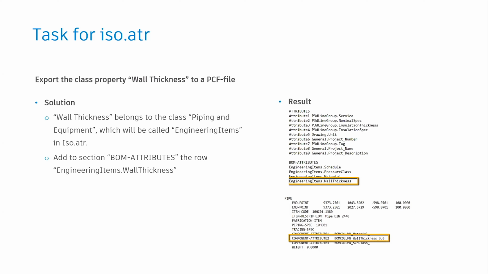Wall thickness is a property of the class piping and equipment. This class will be called engineering items in ISO ATR. So it has to be added as engineering items dot wall thickness to a section BOM attributes. After all is said, we have to create an isometric drawing and have to look for the created PCF file. See here that the property wall thickness is added with a value, which is here 3.6.